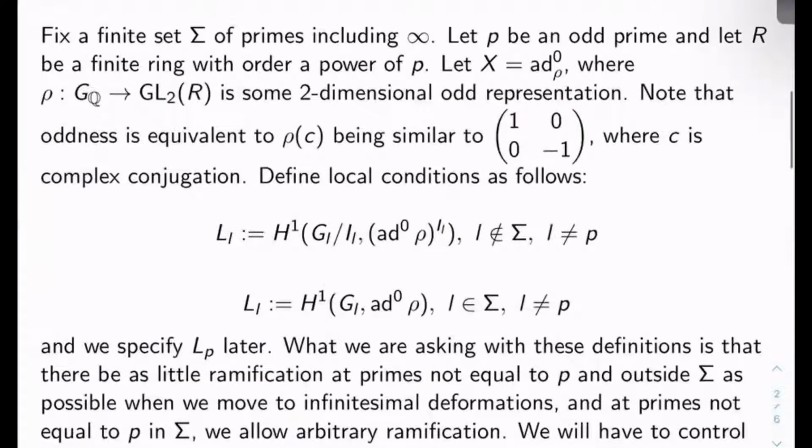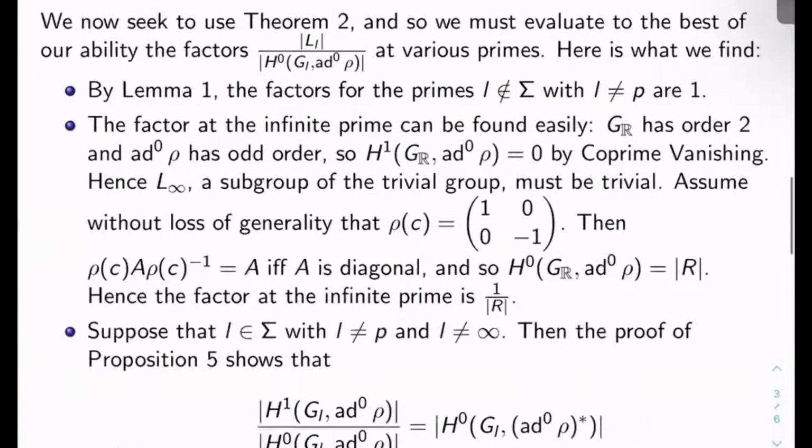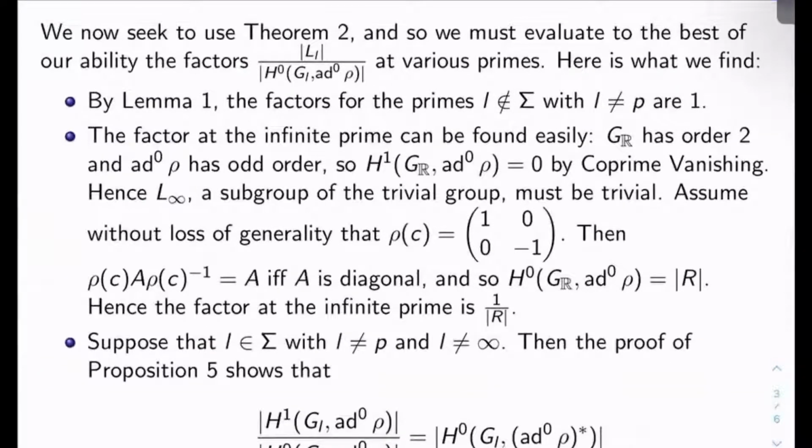And by the way, why are we considering ad rho? Remember, that's the trace zero matrices, and those correspond to infinitesimal deformations with fixed determinant, which will be important in the proof of Fermat's last theorem. In fact, you've already seen it in my summary of the proof so far. Okay, so we're going to seek to use theorem 2, which is the product formula. Most of the work is done trying to calculate these factors in the product: the cardinality of L_l over the cardinality of H0(G_l, ad zero rho) at various primes. And here's what you find.